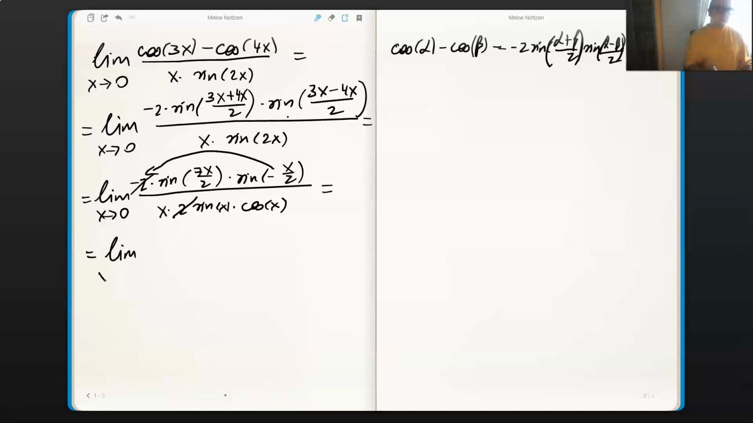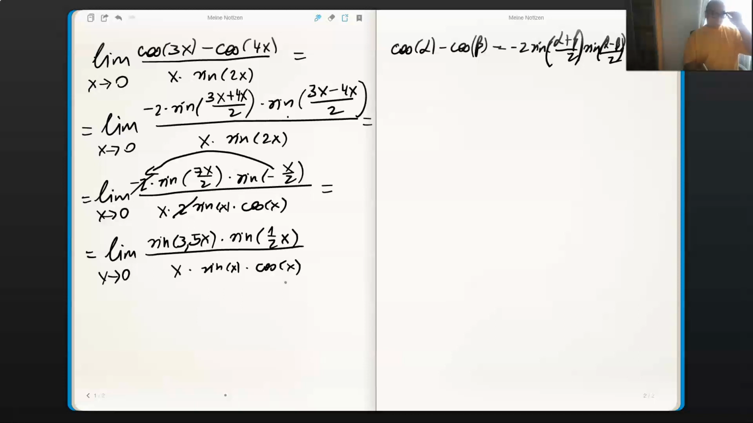We're having a limit x towards 0. We're having the sine of 3.5x. We're having the sine of a half x, since we put minus outside, and then we're having x times the sine of x times the cosine of x. Well, as x is approaching 0, the value of cosine of x is 1. So this one we can separate. Actually, this is 1. We don't care about this one. It's about sine and x.